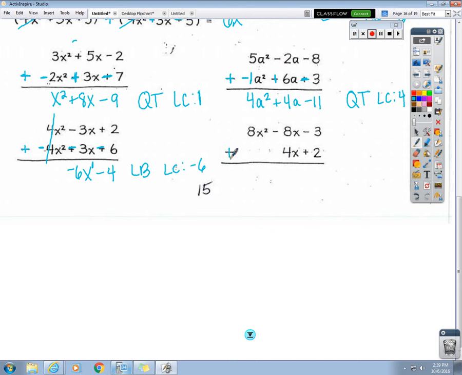I'm changing to addition, but that means I need to change the sign of everything that came after it. So won't this become a minus 4x minus 2? 8x squared just drops down because there's nothing to combine with it. But then you want to add negative 8 and negative 4, which is negative 12x. And then negative 3 plus the negative 2 is, what do we name it? Right, quadratic because the highest exponent is 2. Trinomial because it has 3 terms. And what's the leading coefficient?